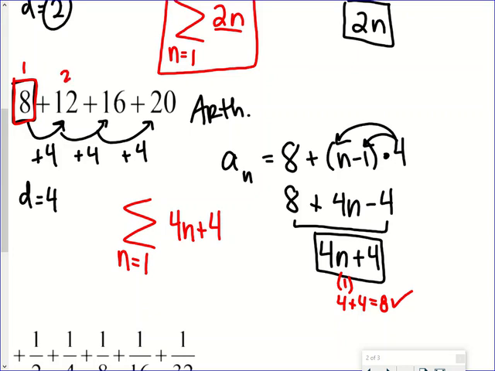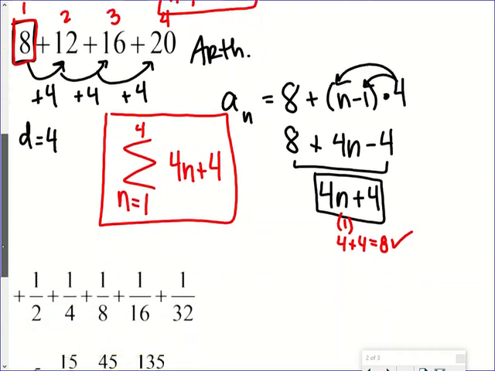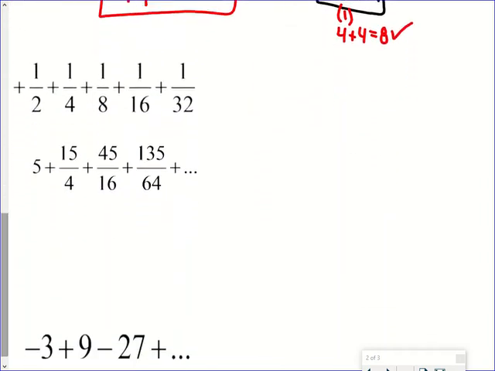So here's my 1, and then you just count, we go to 4. So the top of our sigma is 4. So our answer is n equals 1 to 4, and then our sigma notation is 4n plus 4. All right, let's try another one.